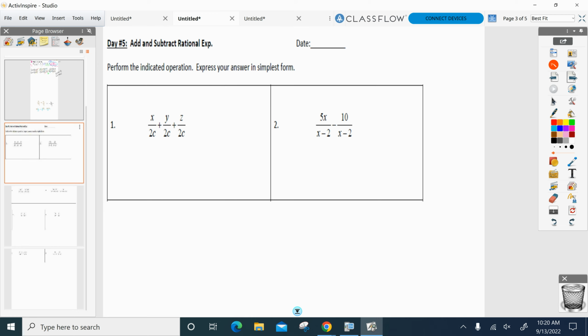All right, first one. What do you notice about the denominators? Let's roll. They're all the same. Don't even have to look for a common one. Now, should I put 2C or should I put 6C? 2C, yes. You keep the denominators the same in your answer.